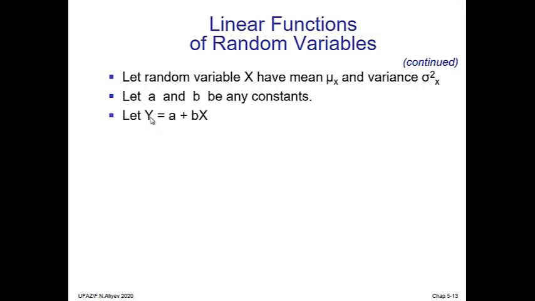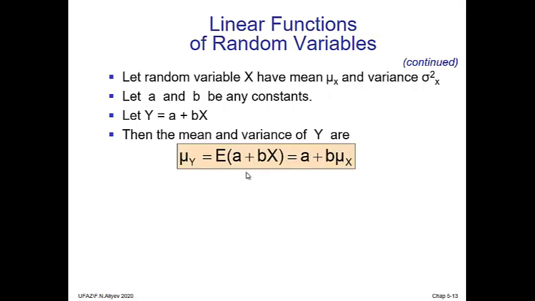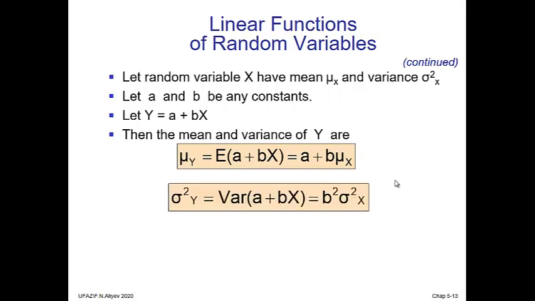Then variable y, which is a plus bx, where a and b are constants. The mean and variance of y are calculated using this formula. The mean or expected value of a plus bx equals a plus b multiplied by the expected value or mean of x, and the variance of a plus bx, the new variable y, equals b squared multiplied by the variance of x.